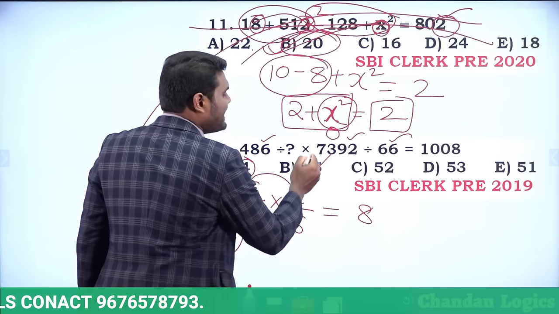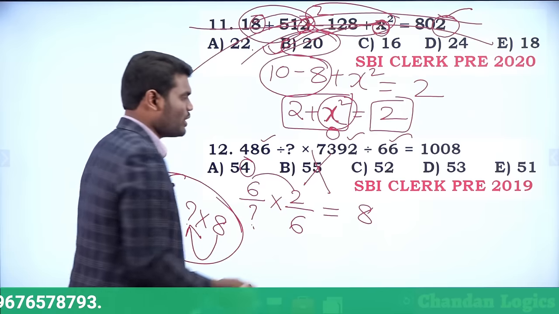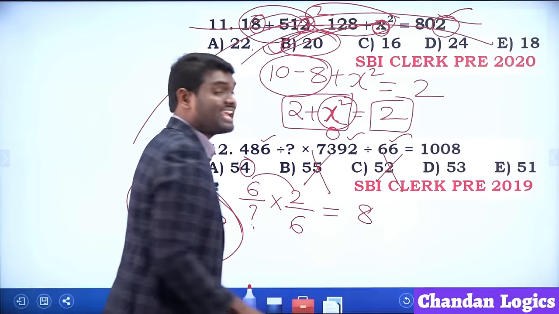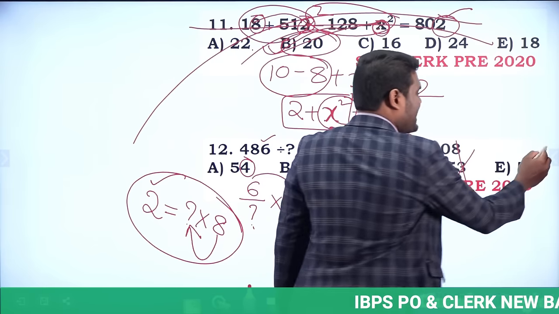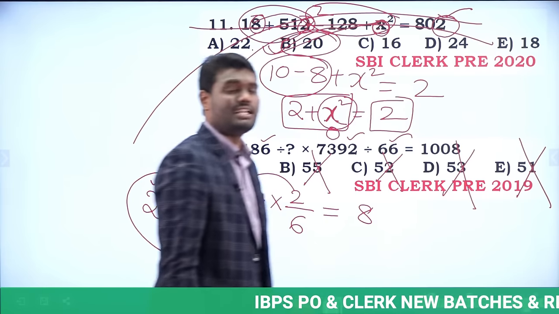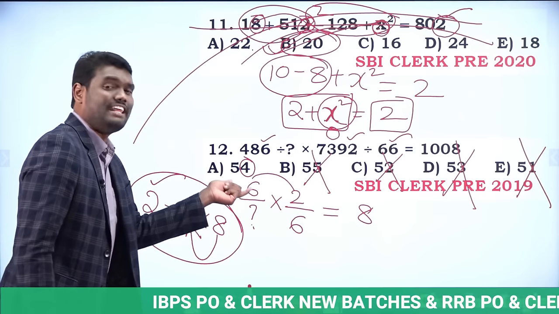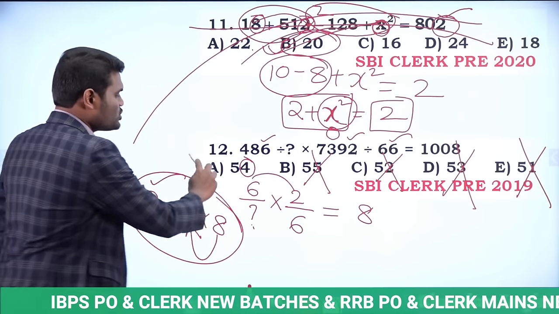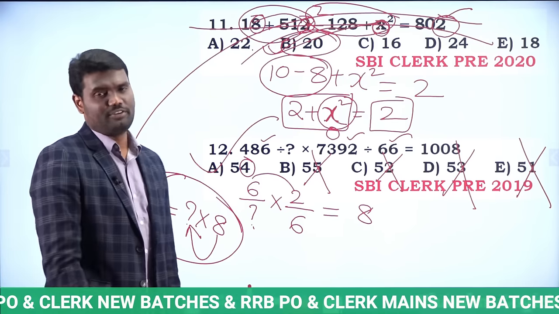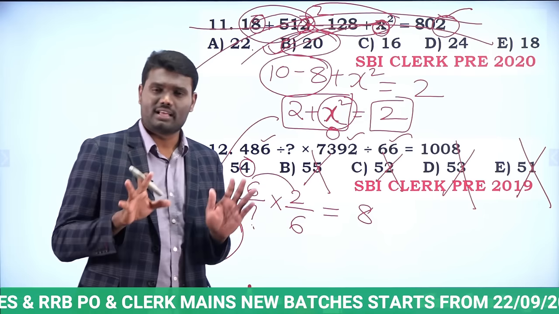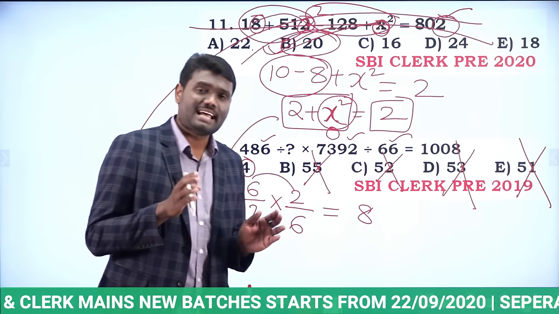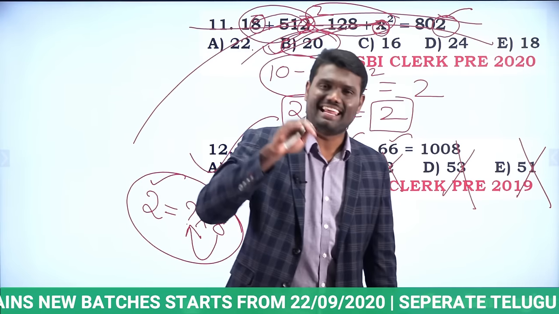Now if you look here, 8 5 times 40, last digit is 0. 8 2 times 16, last digit 6. 8 3 times 24, last digit is 4. 8 1 time 8, last digit is 8. So only 54 will satisfy the condition. So I can simply say that the answer is nothing but 54. Even without doing the calculation, you can mark the answer. Look here, always the examiner doesn't want you to do the calculation.